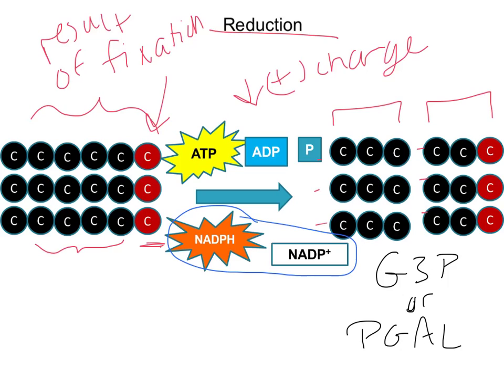So these molecules are going to split into these 3-carbon molecules. They're going to be reduced by the NADPH, and so now I have 6 3-carbon molecules that are called G3P or pGal. That's this right here. So that's the name for all these guys up here. They're called G3P or pGal.